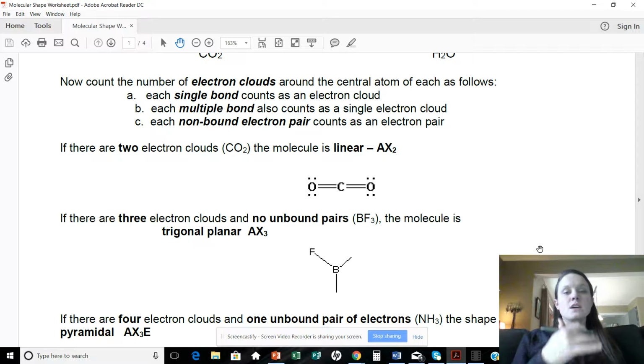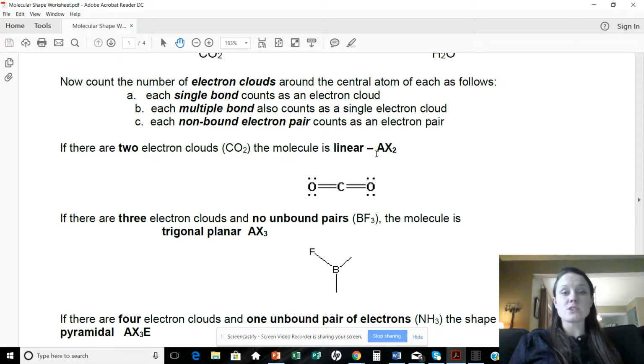All right. Once you know how to draw a Lewis structure, you can determine a particular molecule's AX notation. Remember that the A is the central atom. The X stands for how many atoms are bonded to that central atom, and the E is how many unbound electron pairs there are around the central atom. Okay? So for example, in carbon dioxide, our AX notation there would have been AX2.